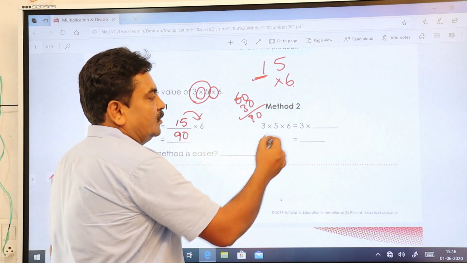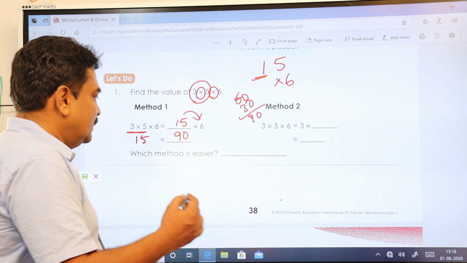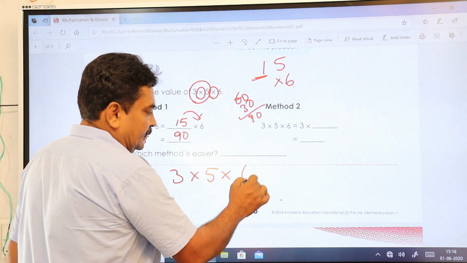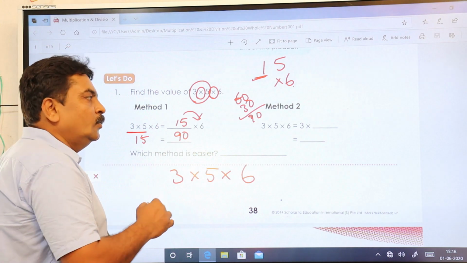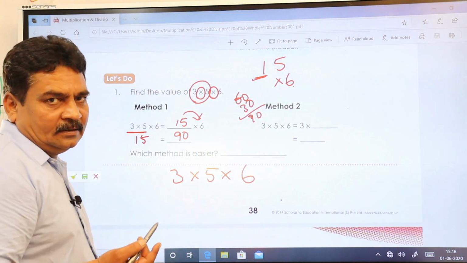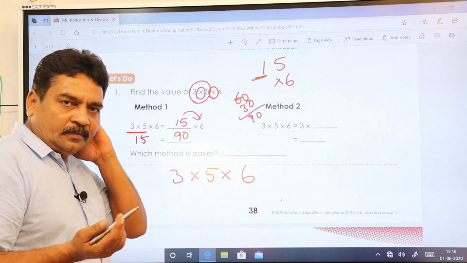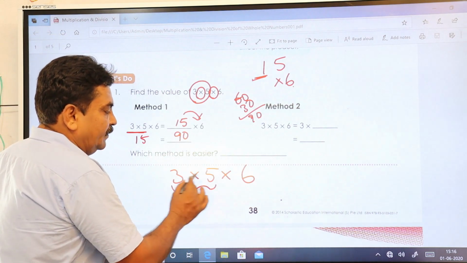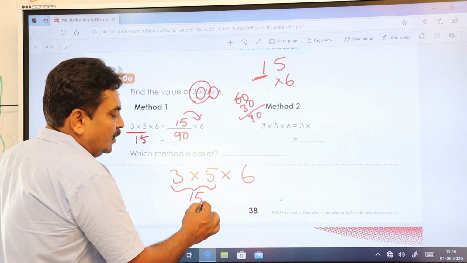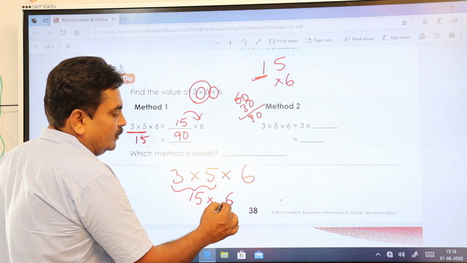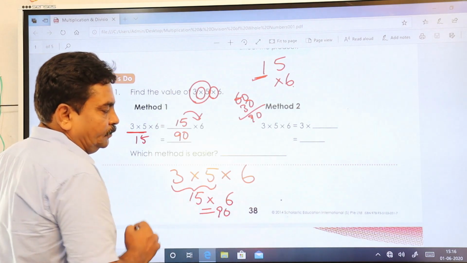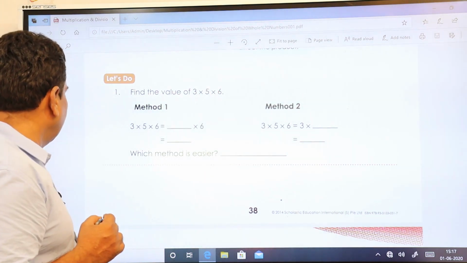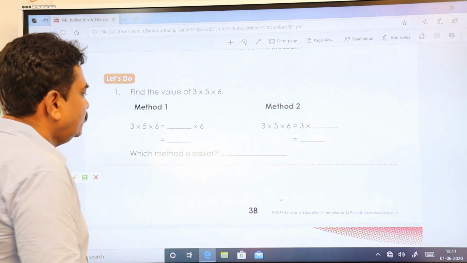Now coming to the next one. This is also the same. See here, 3 into 5 into 6. You can do it in both the methods. You will get the same answer, right? Multiplication. First, if you do these two, 3 5 times how much? 15. 15 into 6, how much? 90. In this way you can do it, or you can do it even in this way also.